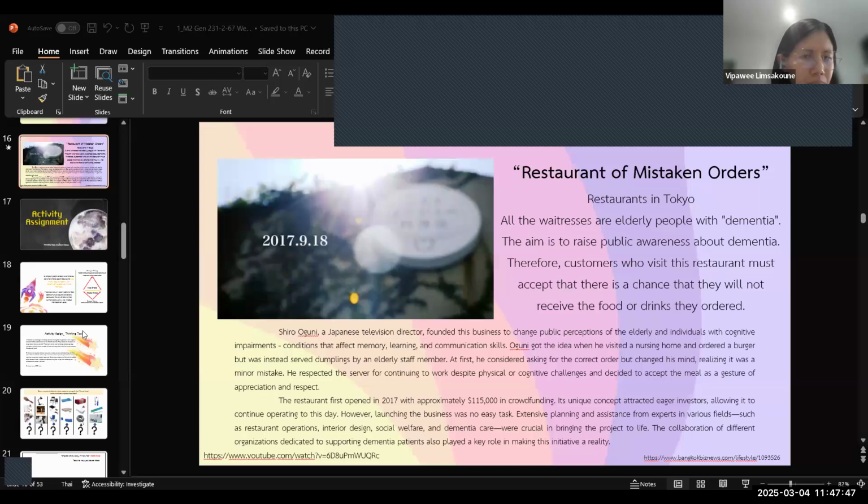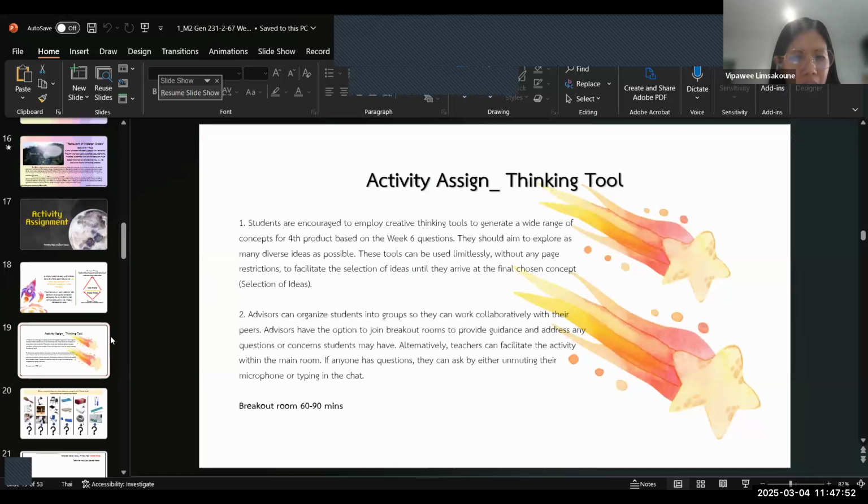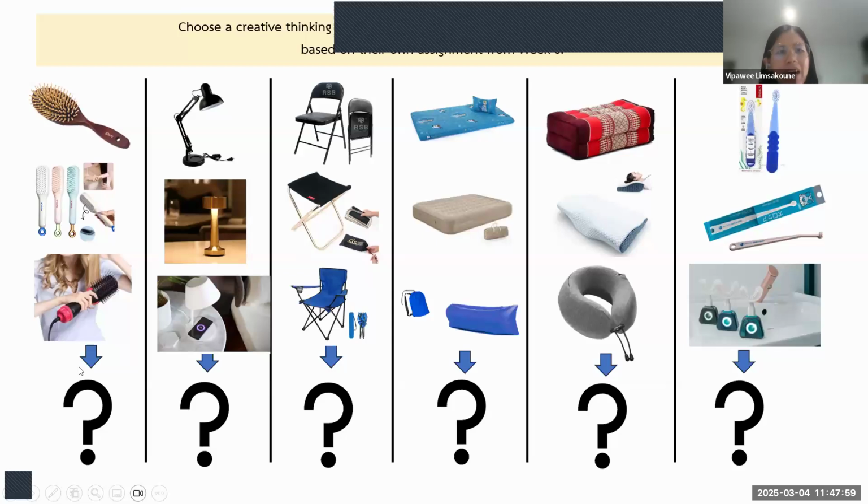So regarding the individual work, last week, each person already identified the uniqueness of one of the products, right? For example, you select chair. So this week, I will ask you guys to use the thinking tools to develop the concept of your 4th product. I call it 4th because I already provide product number 1, product number 2, product number 3. So you will design product number 4, okay?